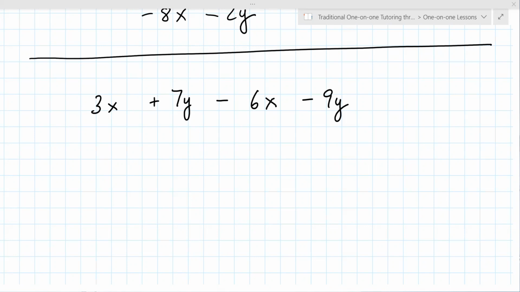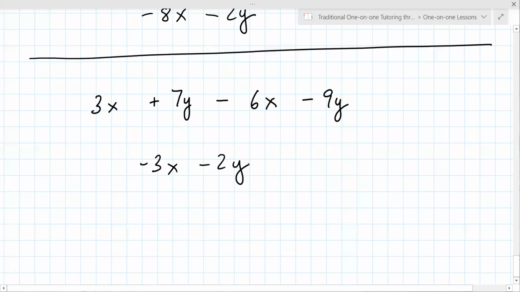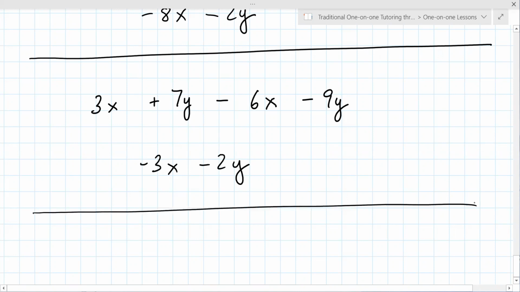Negative 2x minus negative 2y. Okay, let me write it out here. Minus 3x minus, no, no, no, 2. I said negative 2x minus 2y. Negative 2x and negative 2y. But okay, but this is 3x and minus 6x. I knew. I'm just trying to pay attention.